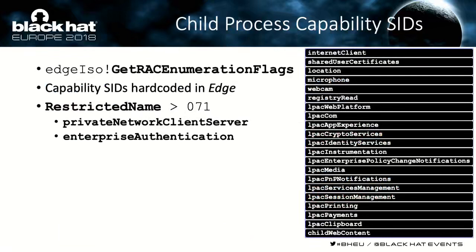The capabilities listed here are the child process's capabilities. They are not stored in the registry. Instead, they are hard-coded in the Edge binary. In this example, the child has capabilities to access location, printer, clipboard, and more. Child processes with a restricted name larger than 071 will have two more capabilities, the private network client server and enterprise authentication.